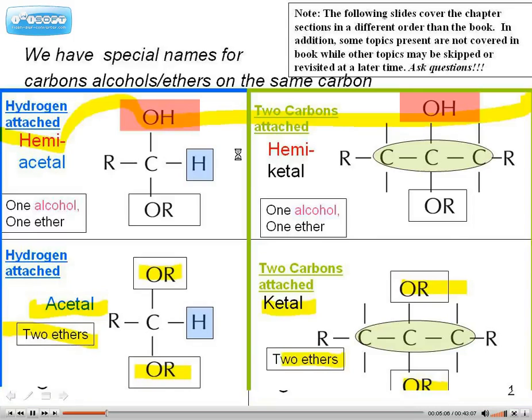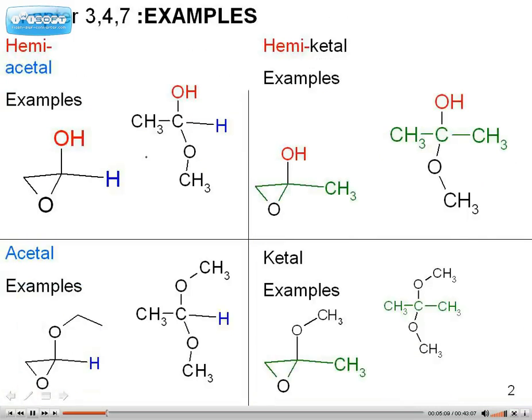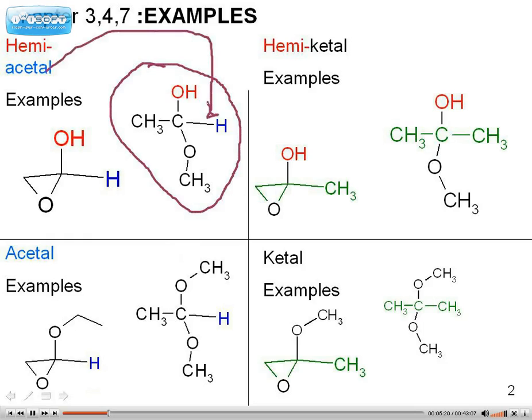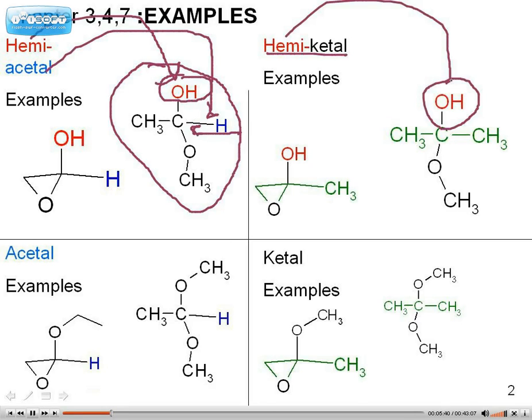Let's go to actual examples. Let's focus on the one that I'm circling in the upper left-hand corner. This is a hemiacetal. It's an acetal because it automatically has a hydrogen that's directly attached. It's a hemi because hemihydroxy, one of the functional groups, is an alcohol group. Let's go over to hemiketal. Again hemi because there's a hydroxyl group or alcohol directly attached, and it's a ketal because it's a middle carbon where there are no hydrogens directly attached.